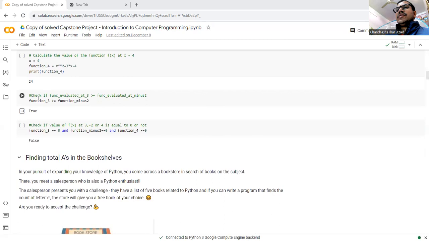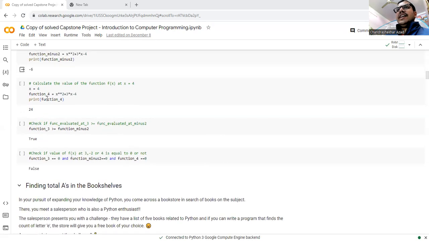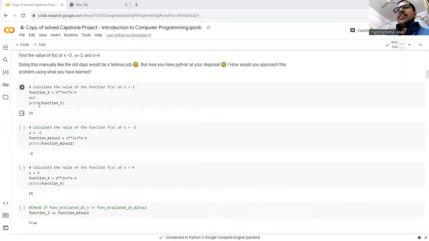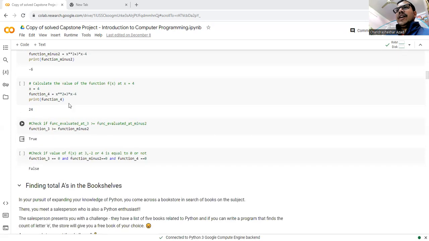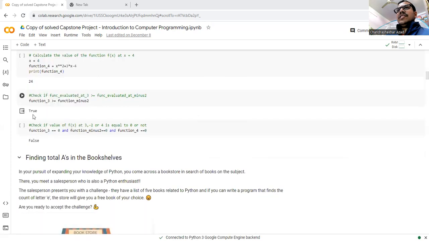And here we have done some Boolean operations, that is if f of 3 is greater than or equal to f of minus 2, it will give the Boolean result, that is true or false. So if we see here that f of 3 is equal to 14 and f of minus 2 is equal to minus 6, here the result is true, so the output is also true.